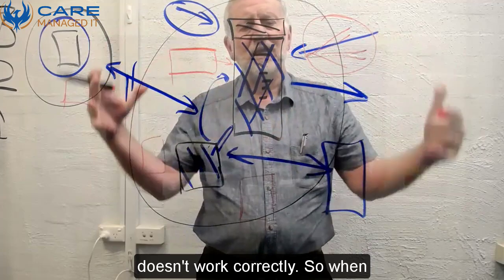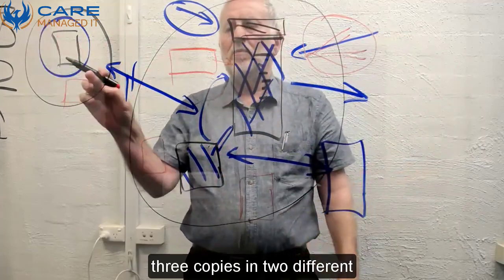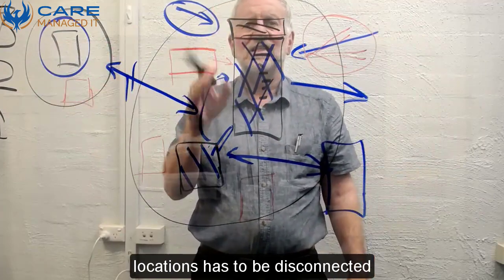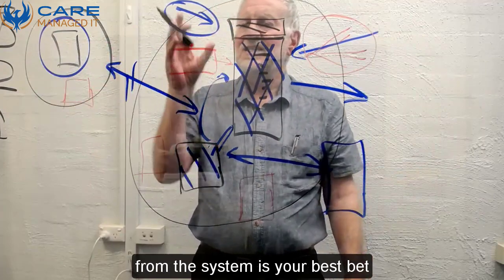So when it comes to backing up your data, 3 copies in 2 different locations, and one of those locations has to be disconnected from the system, is your best bet.